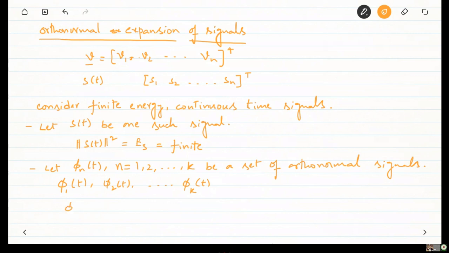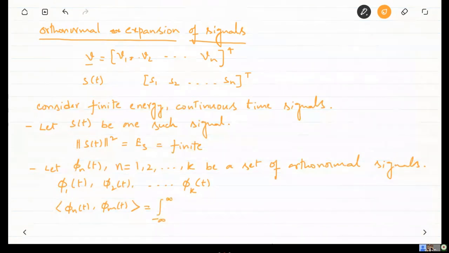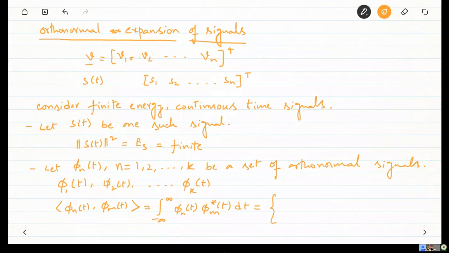What does that mean? So the inner product of any two of these signals, phi n of t and phi m of t, which is nothing but the integral from minus infinity to plus infinity of phi n of t phi m of t dt, is equal to 1 if n equal to m, and 0 if n not equal to m. So that is the meaning of these signals.